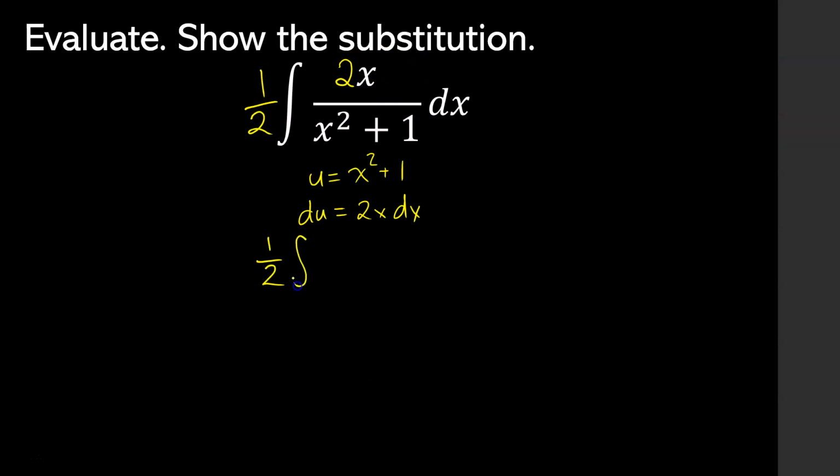So what do we have now? 1/2 the indefinite integral, 2x dx becomes du. And we end up with 1 over x squared plus 1 becomes 1 over u.